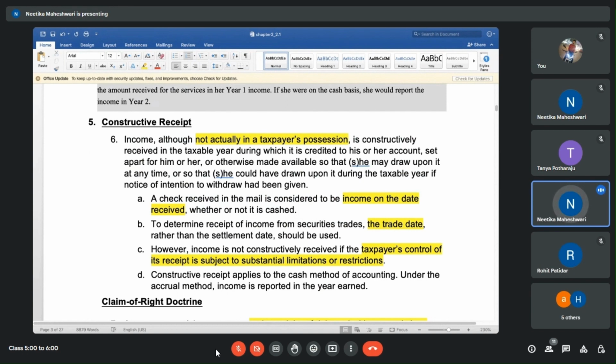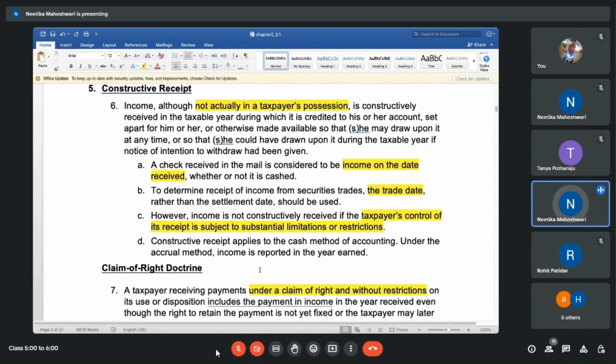Because the trade has been done, it's over, it's complete, it's finished. It's just that the settlement is happening after a few days. So we'll have to go with the trade date. So income is, and again, it depends on the facts of the case. We have to understand, we have to make our own professional judgment. We need to be reasonable there.